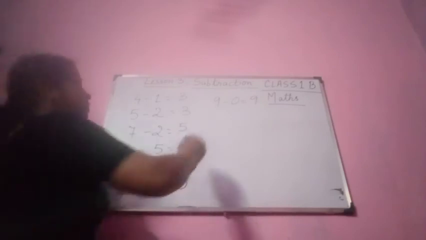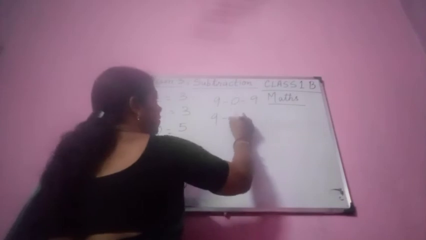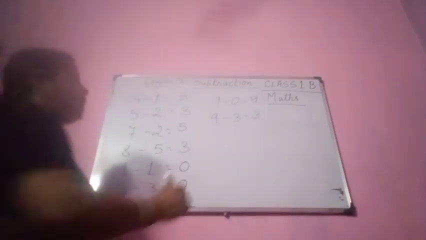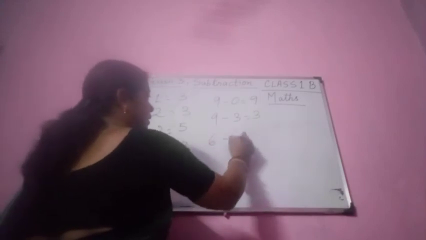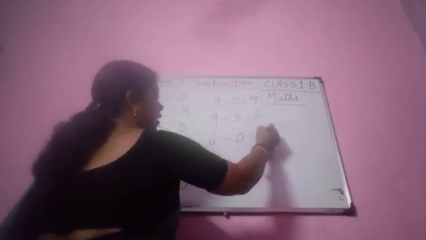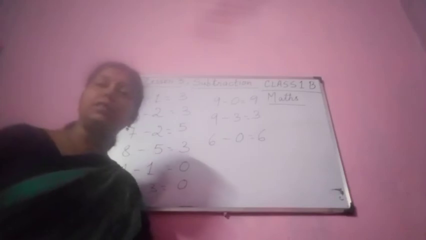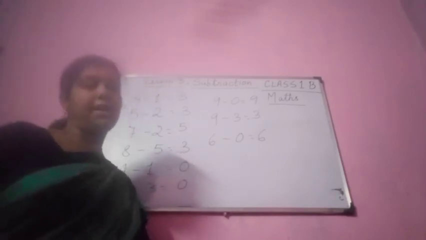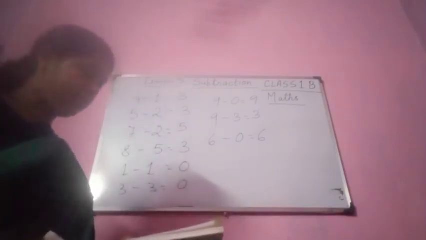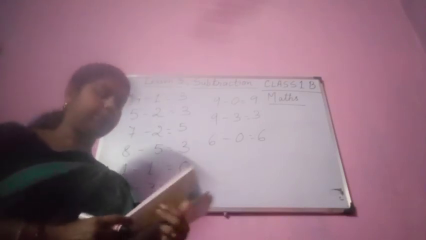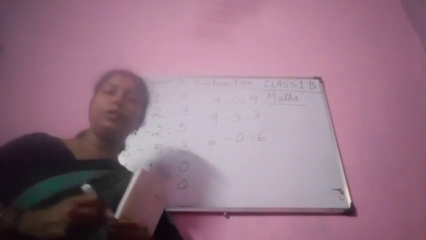Okay. 9 minus 3. 9 minus 3 will be 3. Okay. Then 6 minus 0, again you see, if you subtract 0 from any number, the answer will be the number itself. Now subtract and write the ladder as shown. Okay. 6 minus 1, this you do in your copy as well as in the book also. Okay. 6 minus 1. Okay. We'll be doing this on the board.